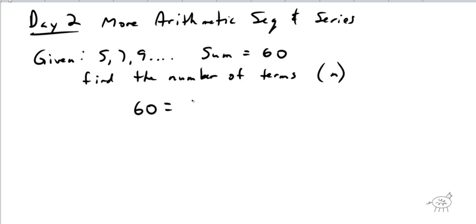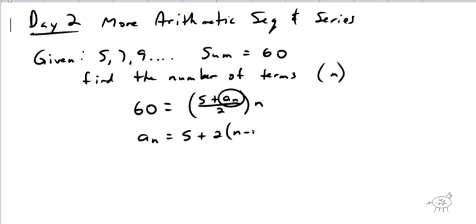And that's equal to, remember, the average of the extremes. So we're going to say 5 plus, we don't know that last term, a sub n, over 2 times n. Right? And just remember, we can substitute a sub n. We know that a sub n is equal to a sub 1, which is 5, plus d, which is 2, times n minus 1. So you get a sub n is equal to 2n plus 3.